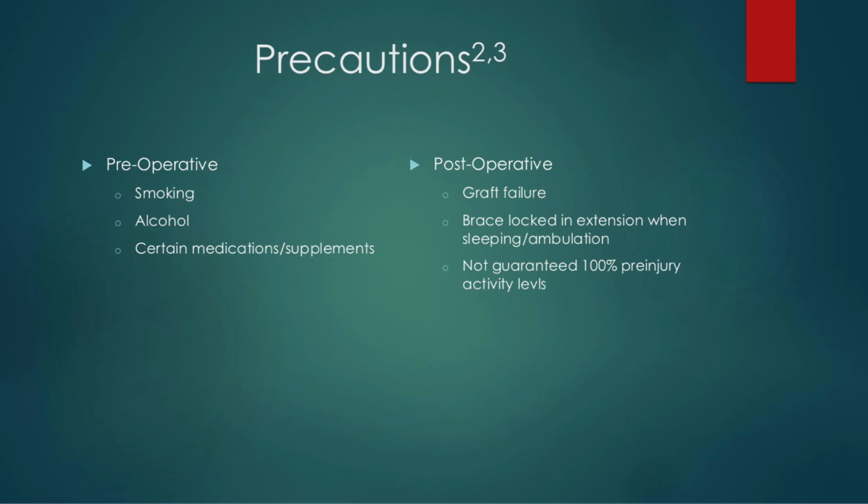For some precautions, there really weren't any that were super specific to ACL. Most of them are general surgery precautions: you should stop smoking, limit your alcohol intake, and watch certain medications and supplements. Post-op, you do have the risk of graft failure, especially with the allograft not being from the body. Your brace should be locked in extension when sleeping or ambulating, and there's no guarantee of 100% pre-injury activity levels, so it's not guaranteed that you're going to get back to the level that you were at before your injury.